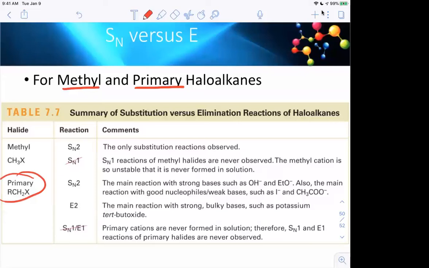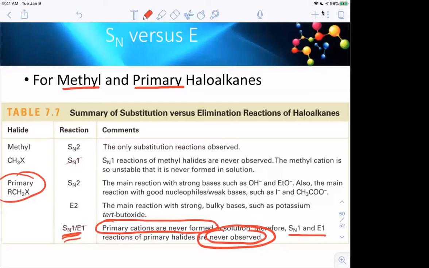Here, I'm never going to undergo SN1 or E1. And that's because primary cations are never formed in solution. So SN1 and E1 reactions of primary are never observed. Okay, so if I have a primary alkyl halide, the choice is going to be SN2 and E2.